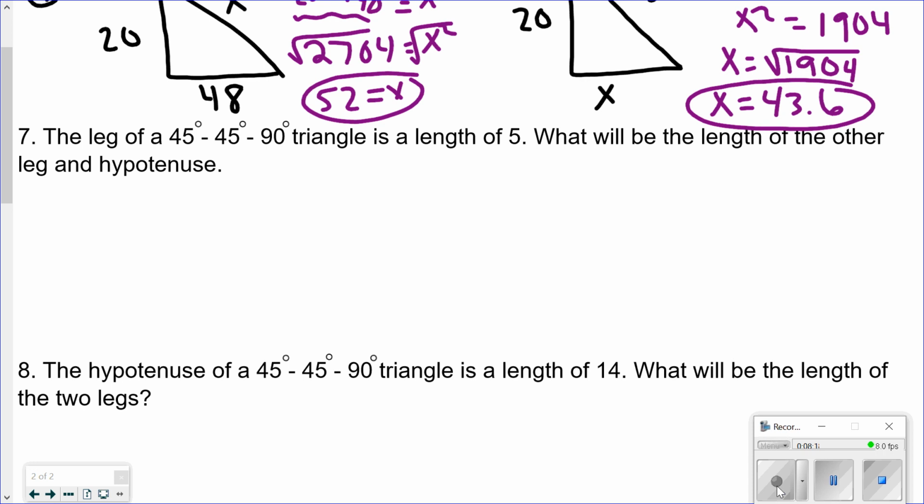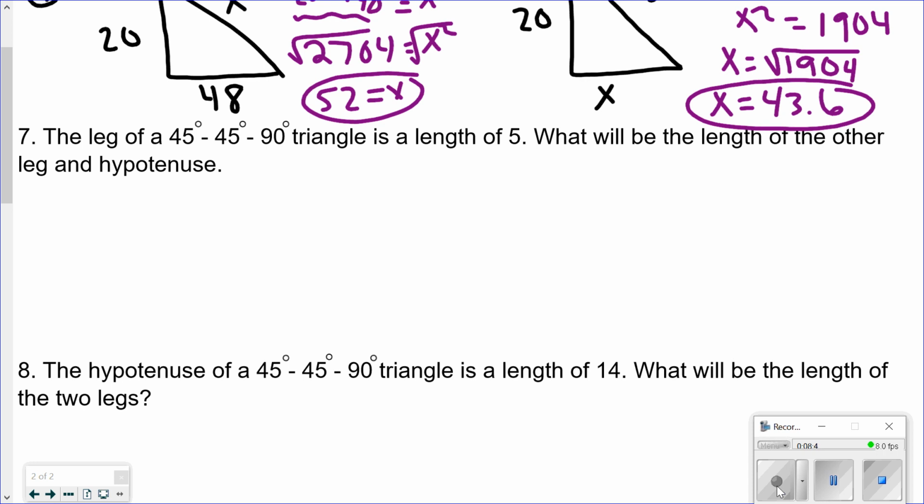The next few problems are going to talk about our special right triangles, a 45, 45, 90 and a 30, 60, 90. It would be very beneficial to have your cheat sheet right in front of you, or to have these written down in your notes. So for number 7, the leg of a 45, 45, 90 triangle is the length of 5. What will the length of the other leg and hypotenuse be?